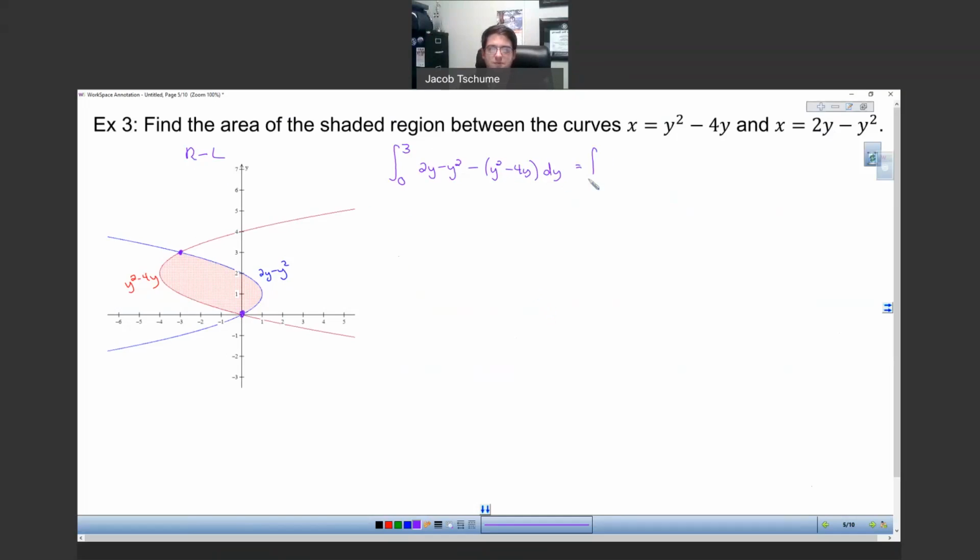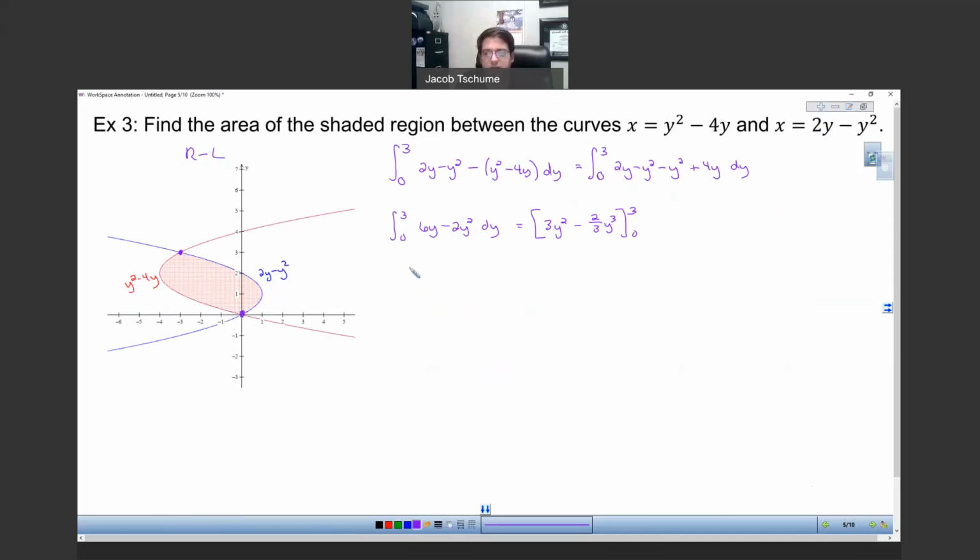Distribute the negative through. So this is the integral from 0 to 3 of 2y minus y squared plus 4y dy. And then put your common terms together. So this would be the integral from 0 to 3 of 6y minus 2y squared dy. So you're done with your simplifying. Now you can integrate this like normal. So this would become, after simplifying, 3y squared minus 2/3 y cubed, evaluated from 0 to 3.